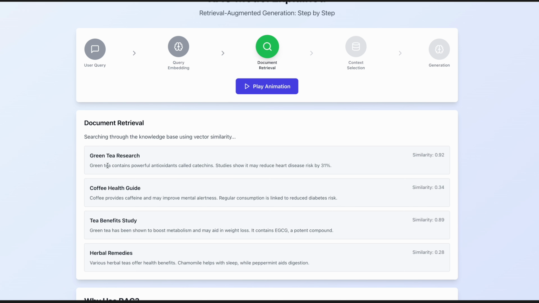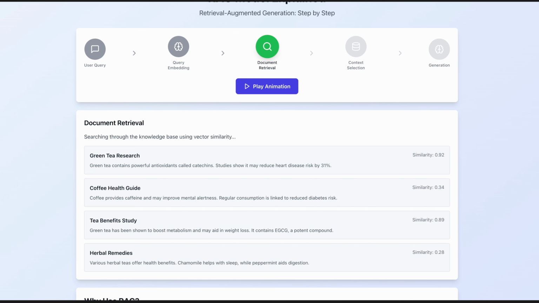So here the first sentence talks about green tea research, and the second document talks about a coffee health guide, which is completely irrelevant to the topic. And we have this tea benefit study, which is also similar to green tea. Yes, it talks about green tea. And here is another topic which is an outlier, a non-green tea topic, herbal remedies.